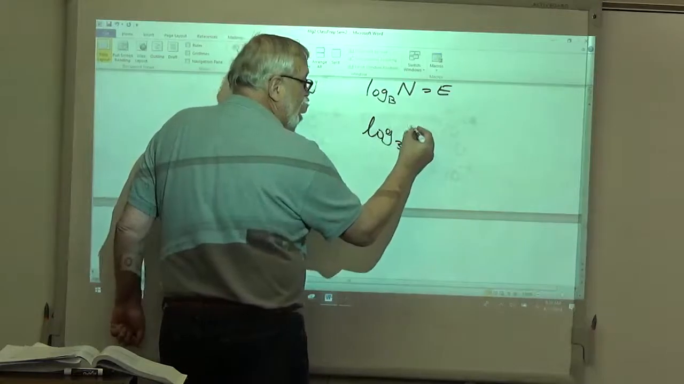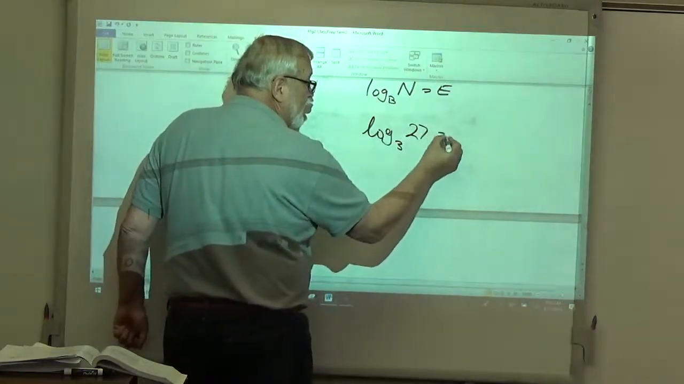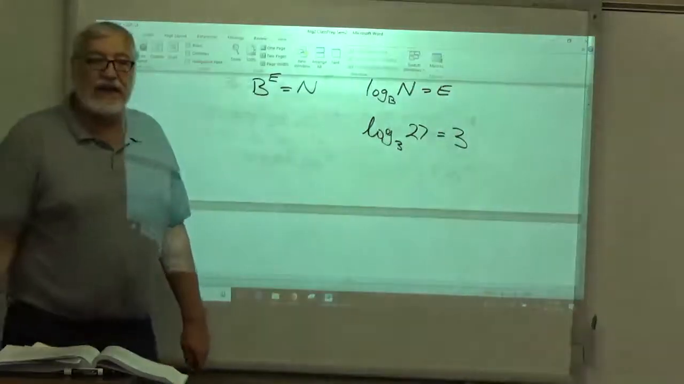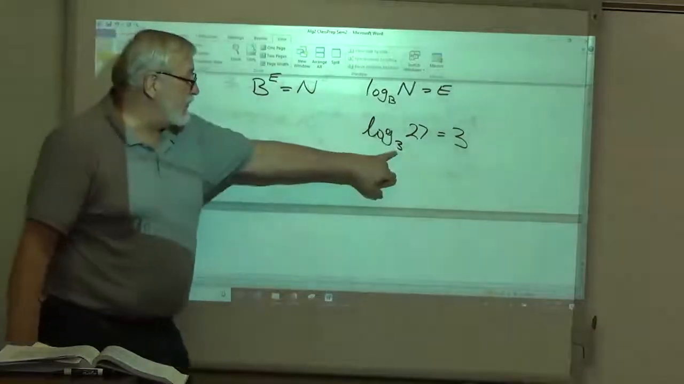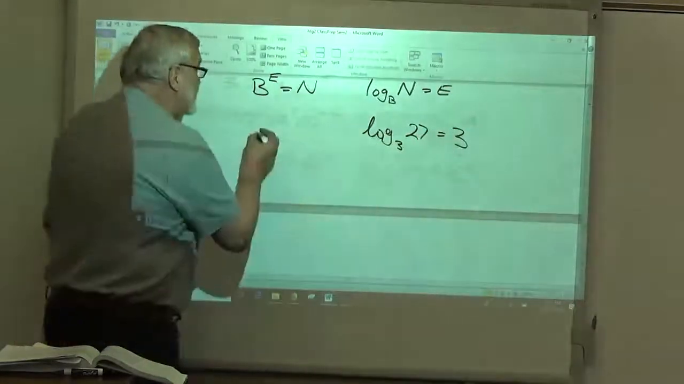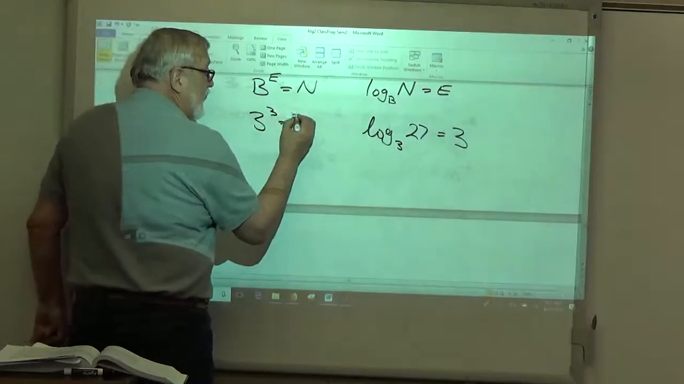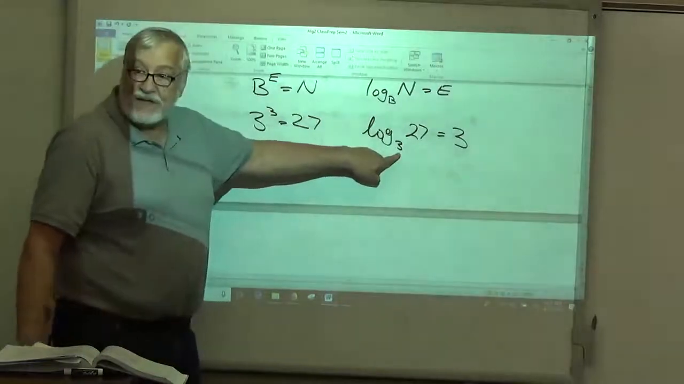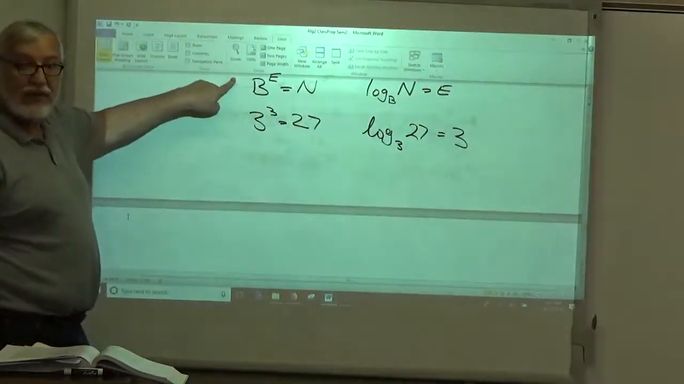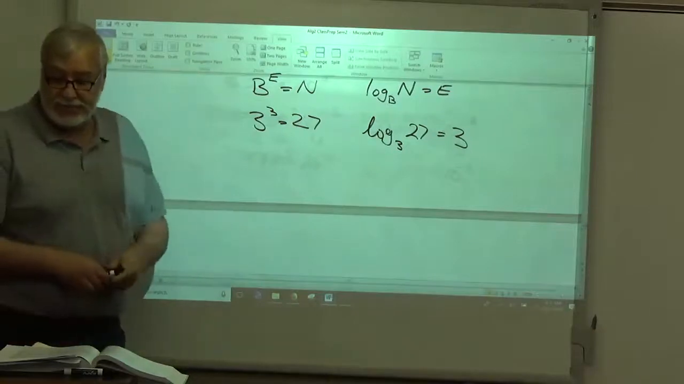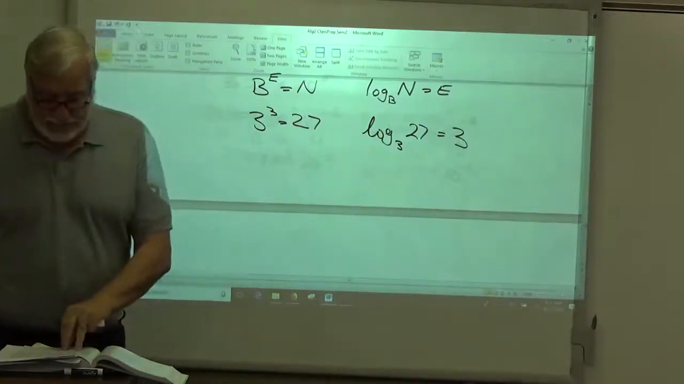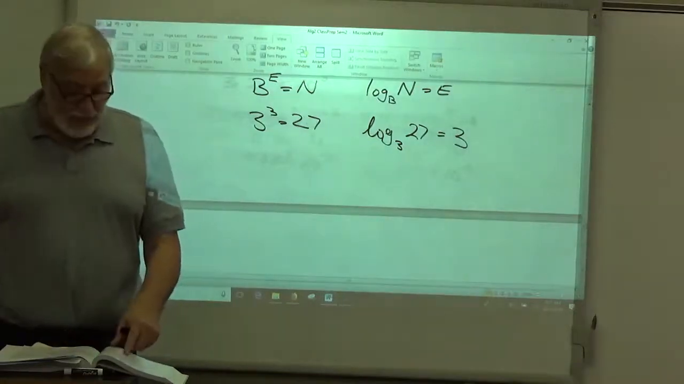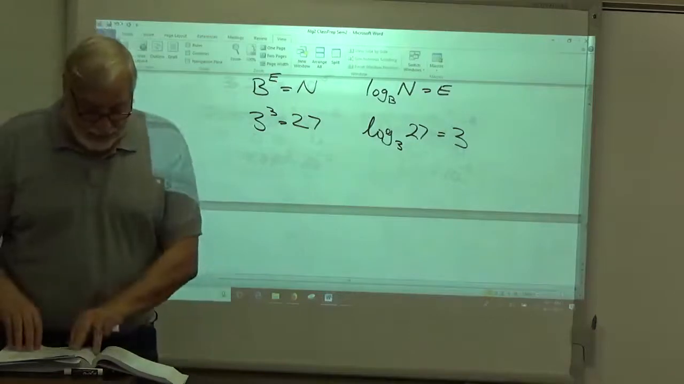If I gave you log base 3 of 27 equals 3, how do you change that into an exponent form? It's 3 to the third power equals 27. So whatever this base is, that becomes the big base number in the exponent form. That is page 264. That's the blue on 264.